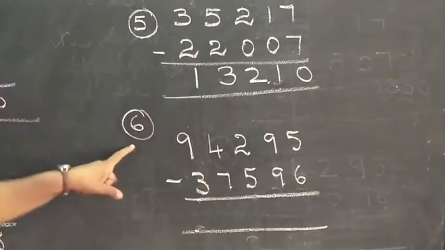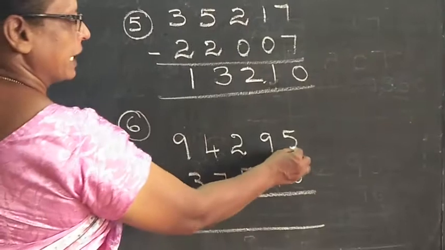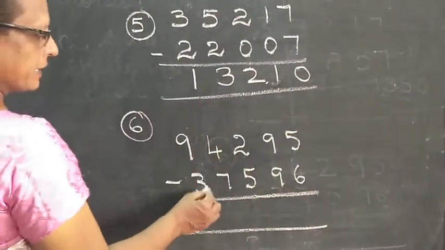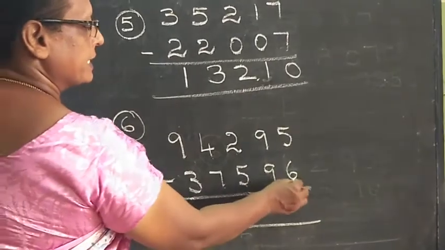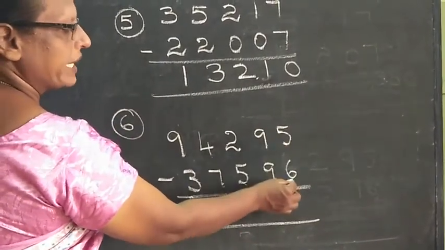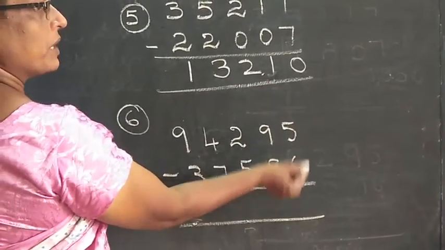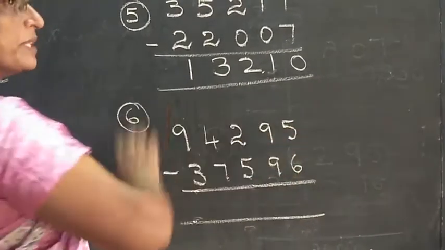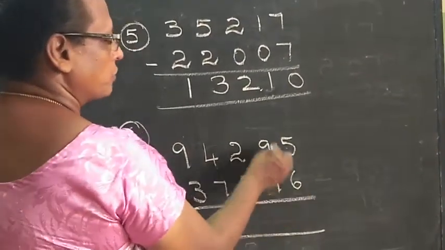13,210. And coming to the sixth one, 94,295 subtract what? 37,596. So here smaller number, here bigger. First you have to see that one only. Is it bigger than the below number or is it smaller? If smaller number, you have to borrow from the next number. So you can't count. So what you have to do, children?